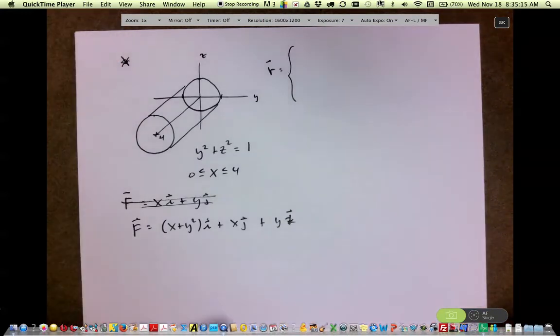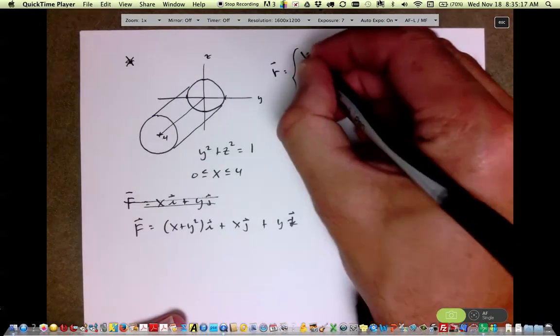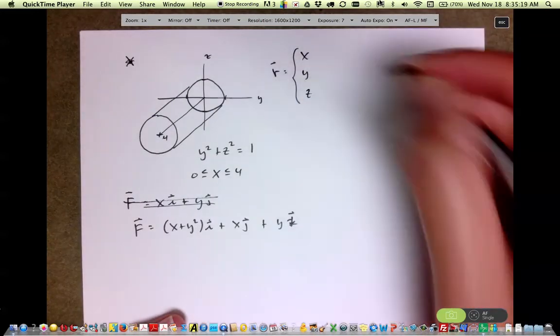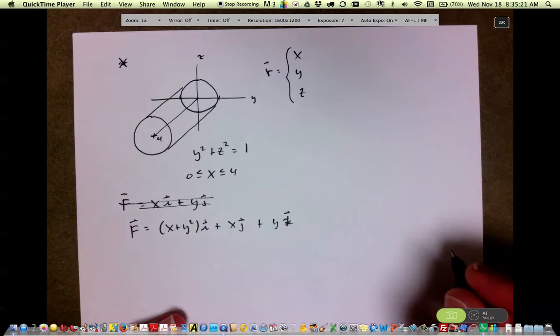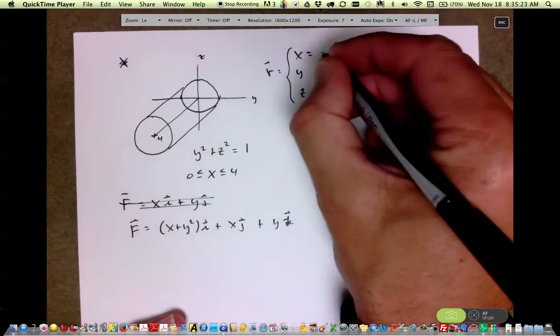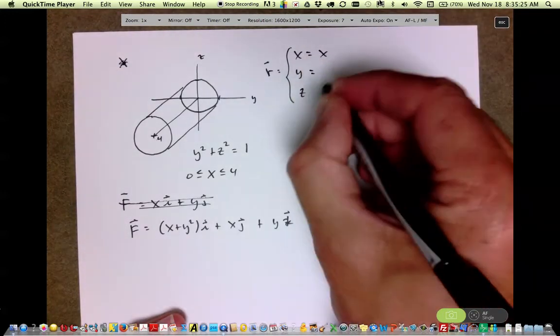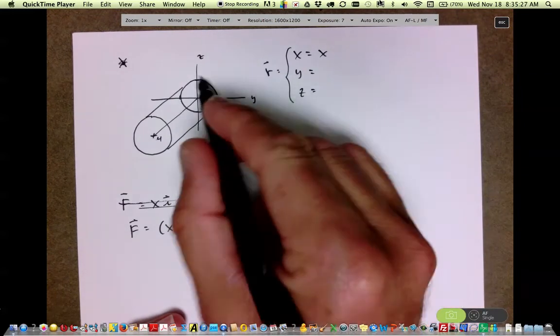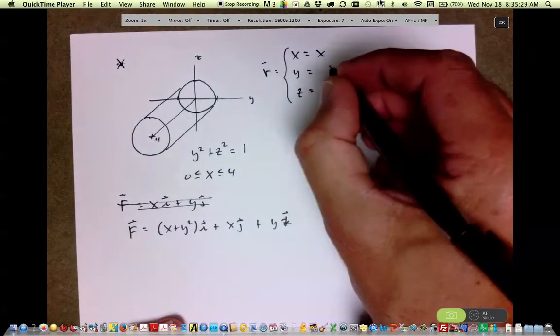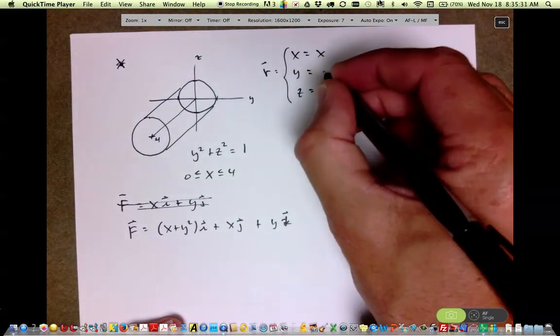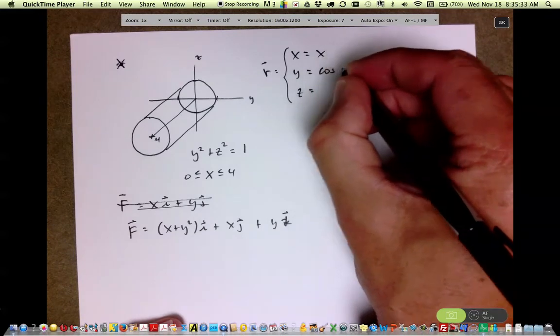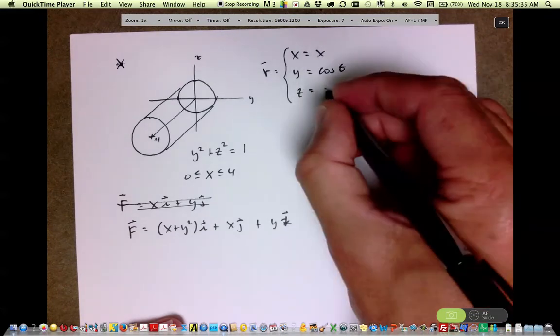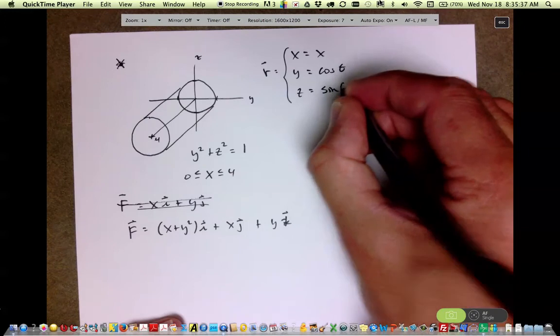Okay, so the parameterization x, y, and z. All right, I think what I want to do is let x be x, because in the yz plane I have the circle. So in the yz plane, let's say that y is equal to 1 times the cosine of theta, and z is 1 times the sine of theta.